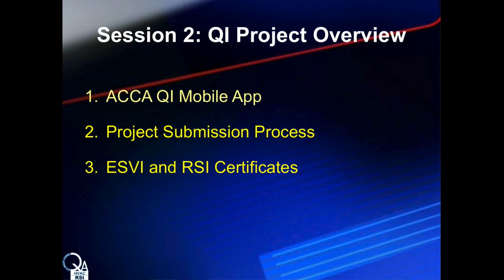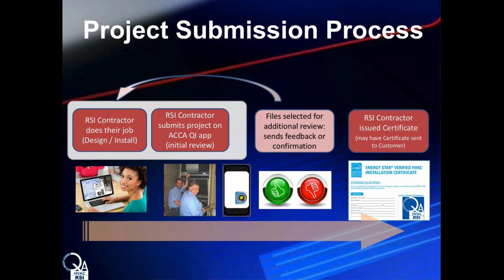So that is a brief introduction about the app. Next, we'll discuss the project's submission process and the certificates that can be earned. To be clear, the app can be used to create digital records and ease your business's operations. For a basic digital record, there are no minimum requirements to be met and no process to follow. However, if you want to submit a project for a certificate from ENERGY STAR or ACCA, then this segment will look at the process to submit a project for a certificate, beginning with your part of the process.